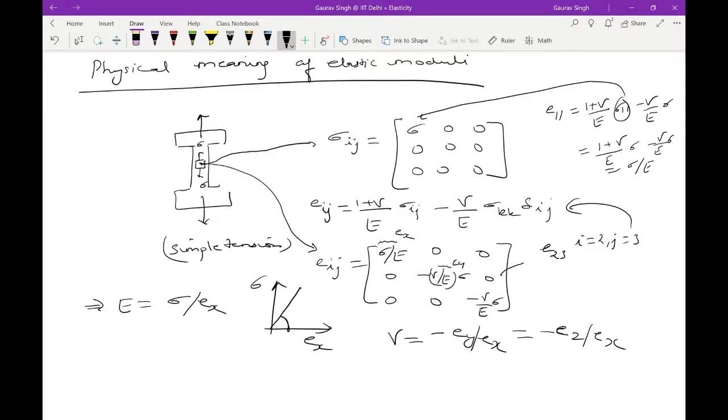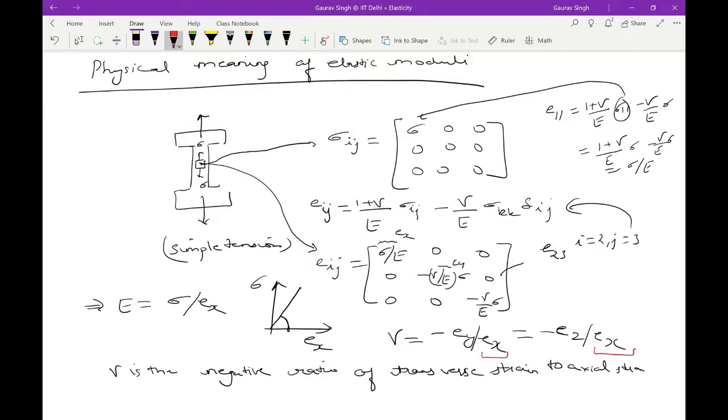So this nu is the negative ratio of transverse strain to axial strain. Okay, both y and z are the transverse strain and x is the axial strain. So this is something which you can remember. Both of these things you should remember. Okay, that the Poisson's ratio is the negative ratio of the transverse strain to the axial strain.